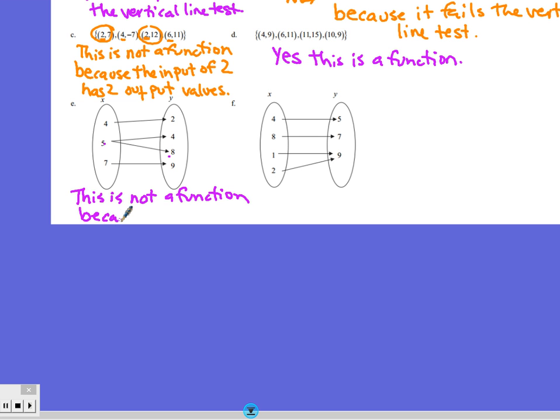because the 5, and notice I'm justifying. When it asks me to justify, I need to explain why. I can't just say no, yes. That's not enough. In this situation, this problem might be worth 2 points. 1 point for whether it's a function or not, and another point for your justification. So this is not a function because the 5 has 2 output values.